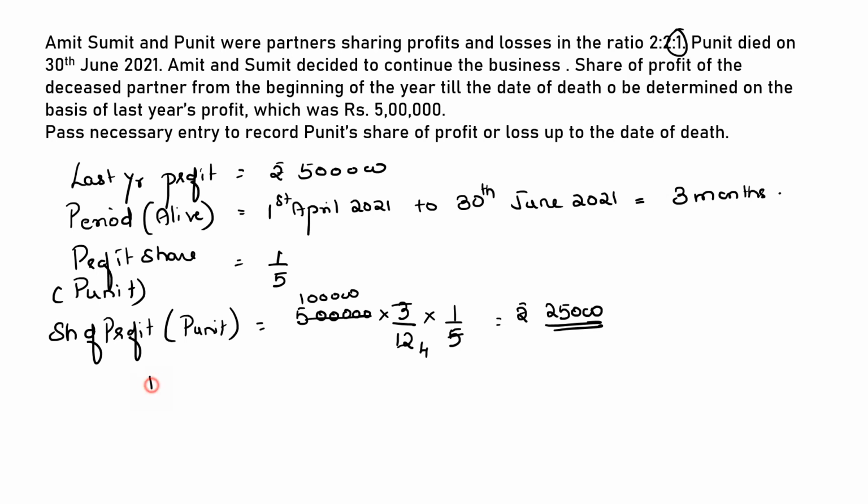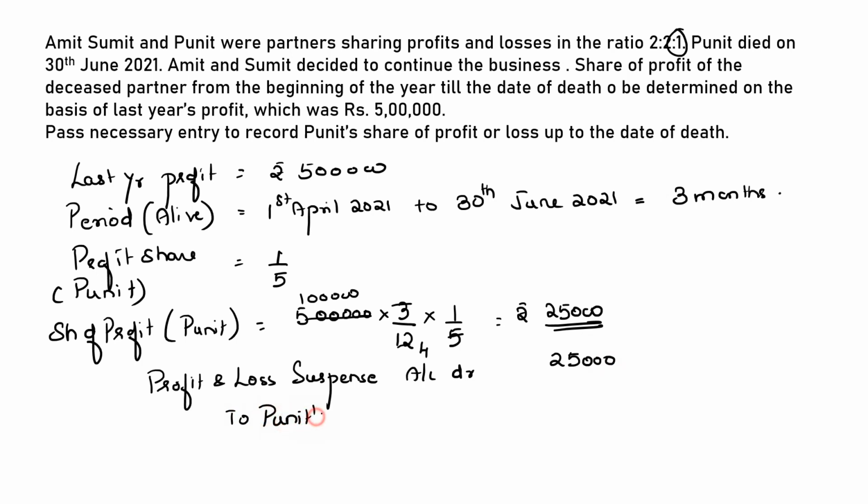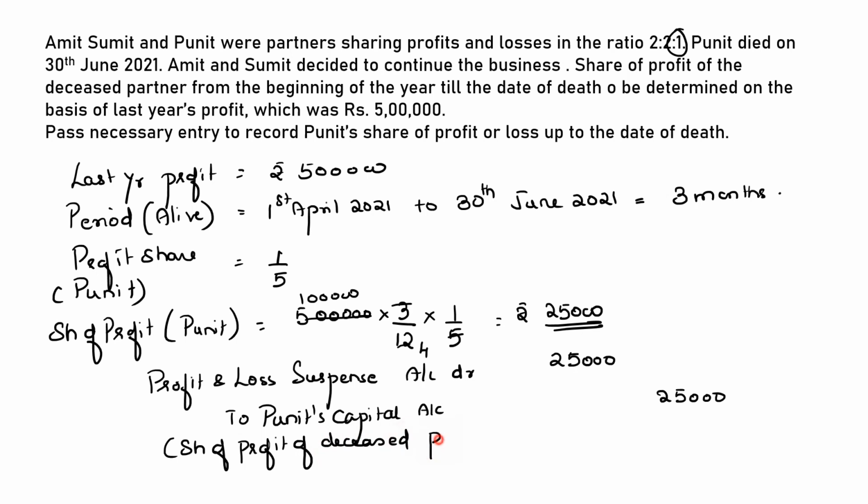And when we pass a journal entry, we debit the profit and loss suspense account, because this is an estimated amount, not the actual amount, 25,000, and we credit Punit's capital account with 25,000. It's a share of profit of the deceased partner, which has been credited to his capital account. So this is the journal entry that we would pass, and this is how we estimate when it is on the time basis. I hope it is clear to you.